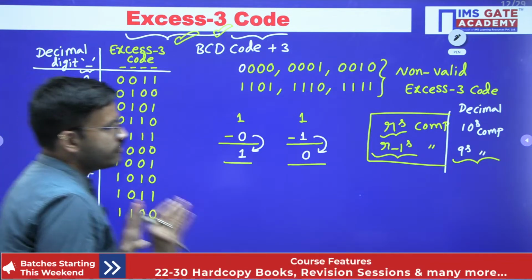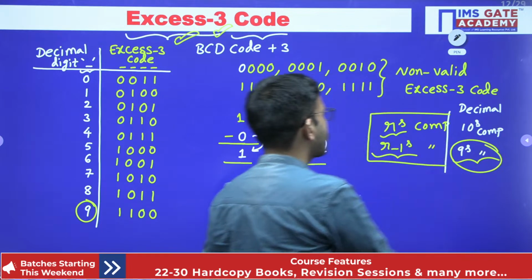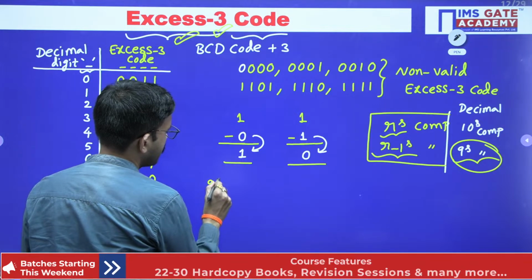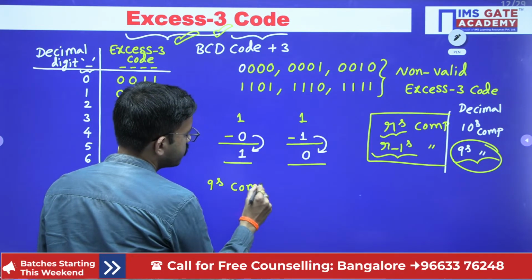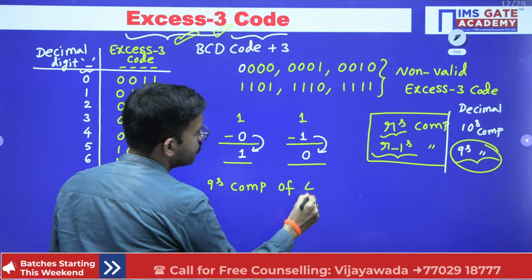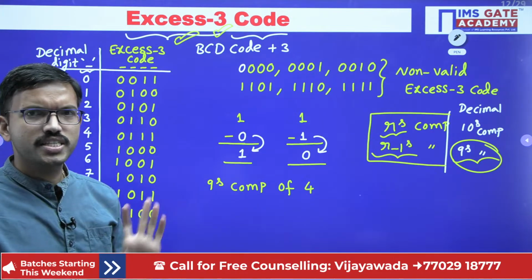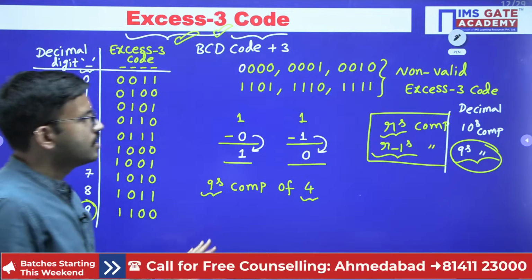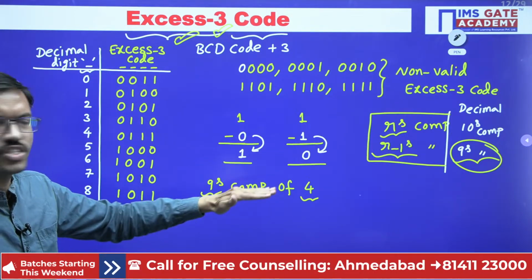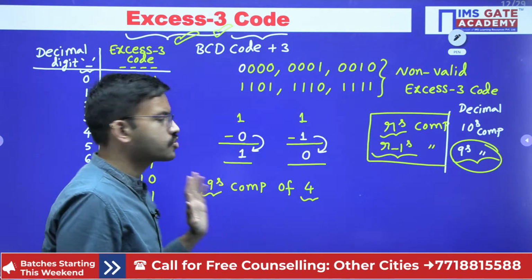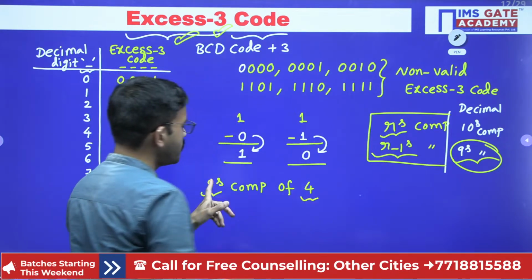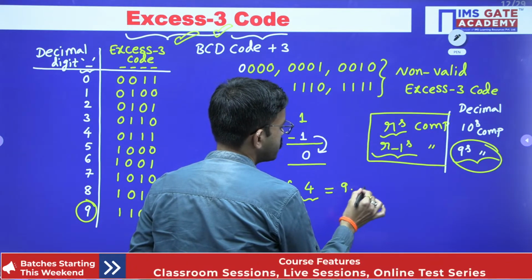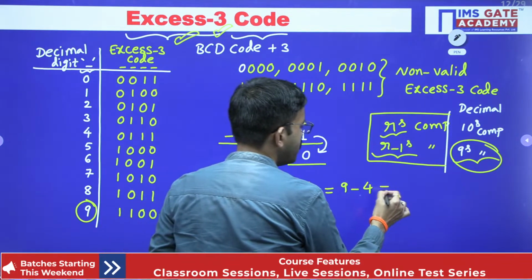With this understanding, say for example, I want to find the 9's complement of 4. I am considering one decimal digit just for easy understanding. I want to perform the 9's complement of 4. Just now I mentioned the real definition of r minus 1's complement, so what you have to do is subtract this digit from 9. Yes or no? So the 9's complement of 4 is nothing but 9 minus 4, and from there you will get 5.